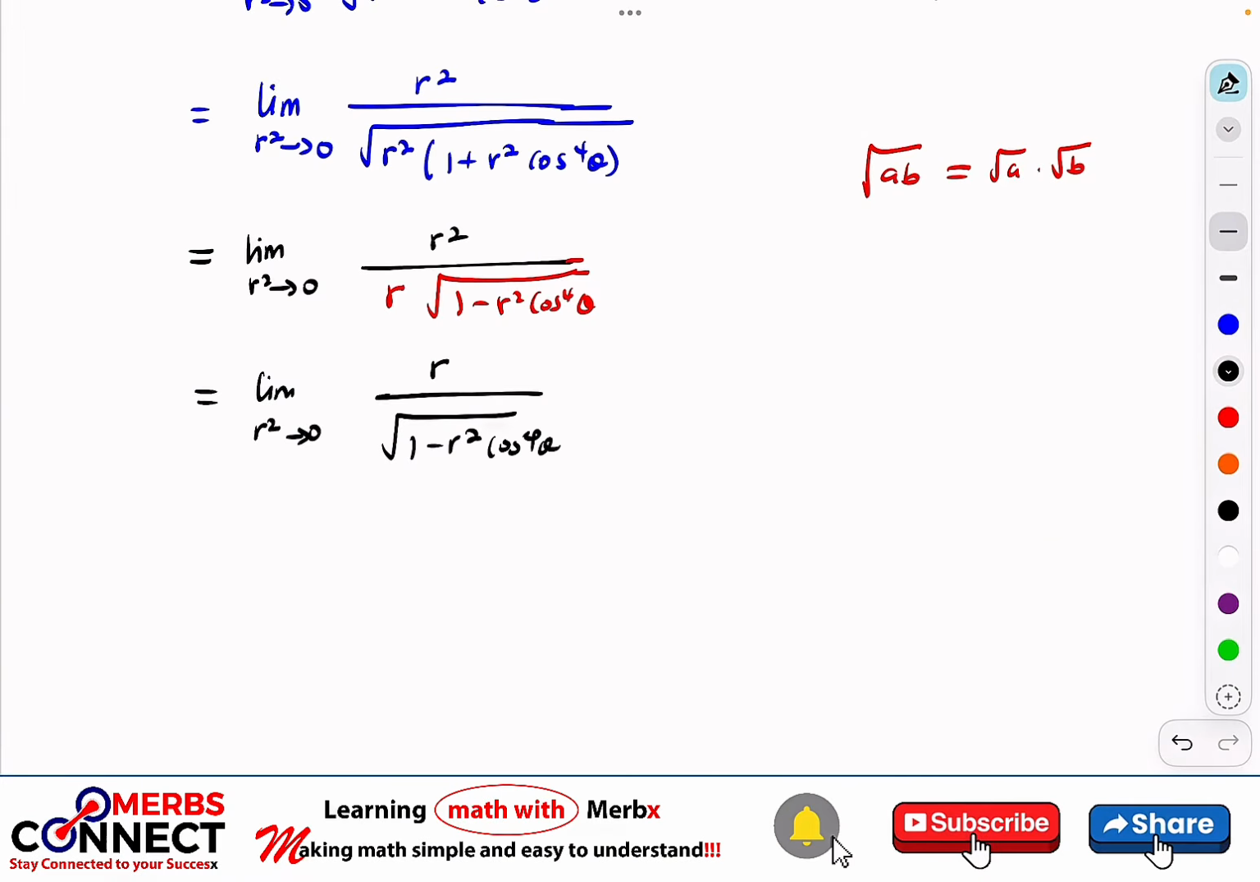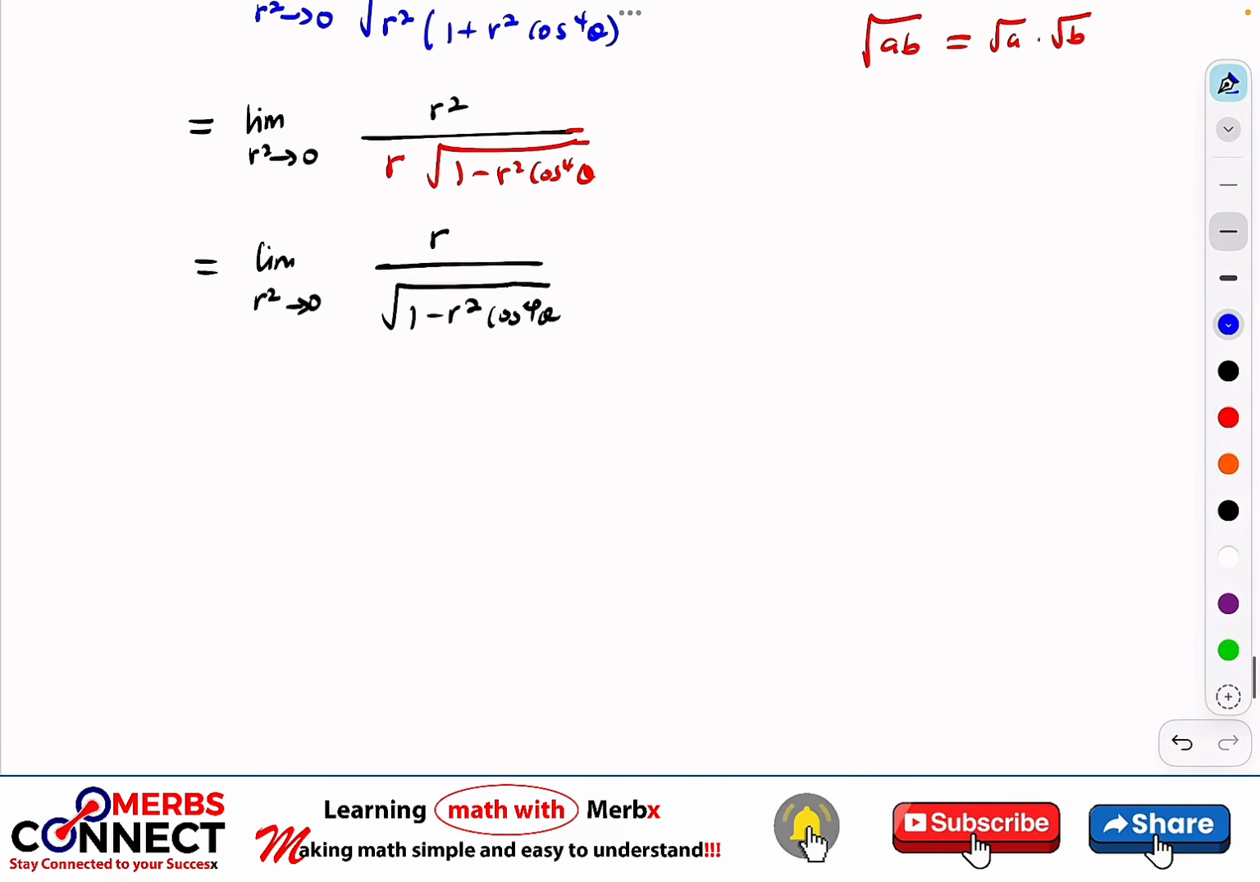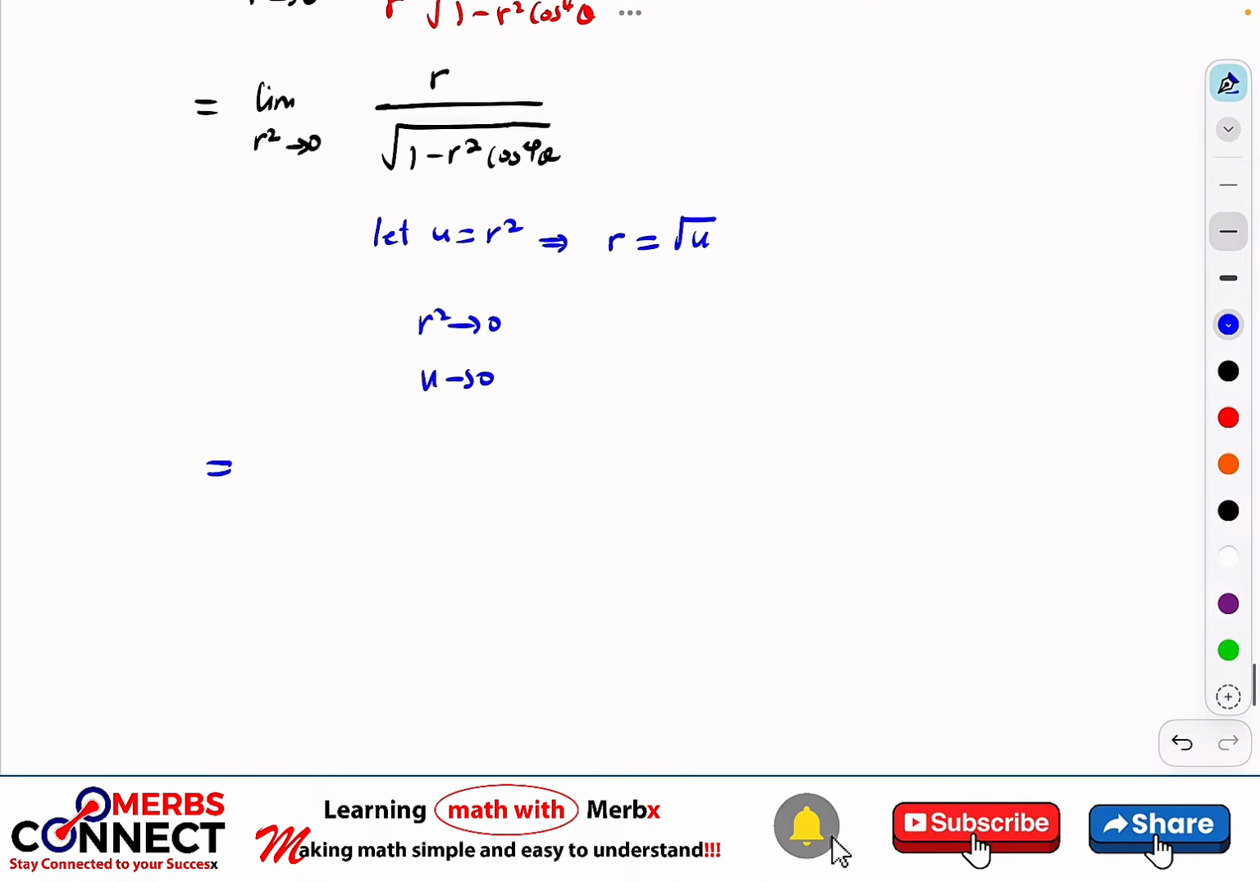So now let's change it to let U be equal to R squared. This implies that R is also equal to root of U because we have R here. And then we know that R squared is approaching 0. So U should be approaching 0. So this will be equal to limit U is approaching 0, and R is the same as square root of U divided by square root of 1 minus U cos to the power 4 theta.